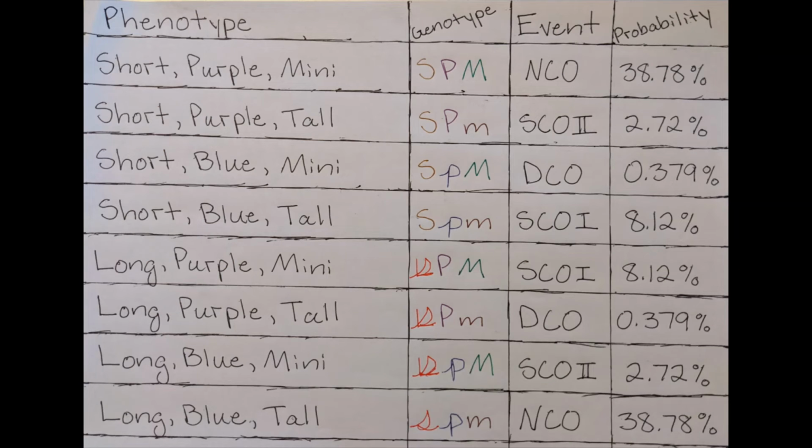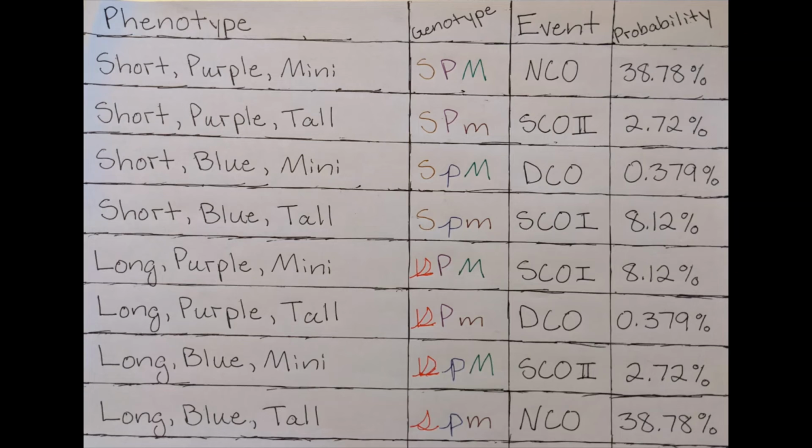There are 8 different phenotypes that can be exhibited by the offspring. 2 of the phenotypes will resemble the parents due to no crossover event happening. These are called NCOs and are the parental types. These have the highest probability because it is more likely that the offspring will not undergo a crossover.